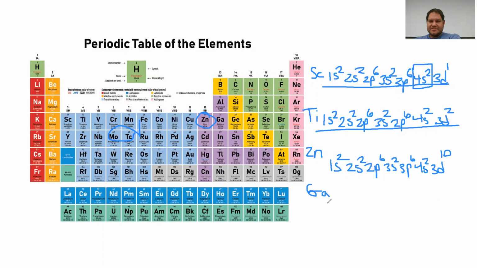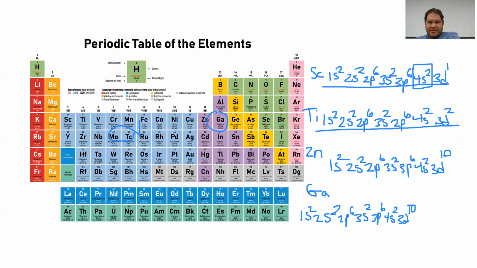Ga, gallium. So let's see if we can figure out gallium. It's right here on the periodic table. All right, so it's going to be 1s2, 2s2, 2p6, 3s2, 3p6, 4s2, 3d10, okay? So we're at zinc, that's where we left off.